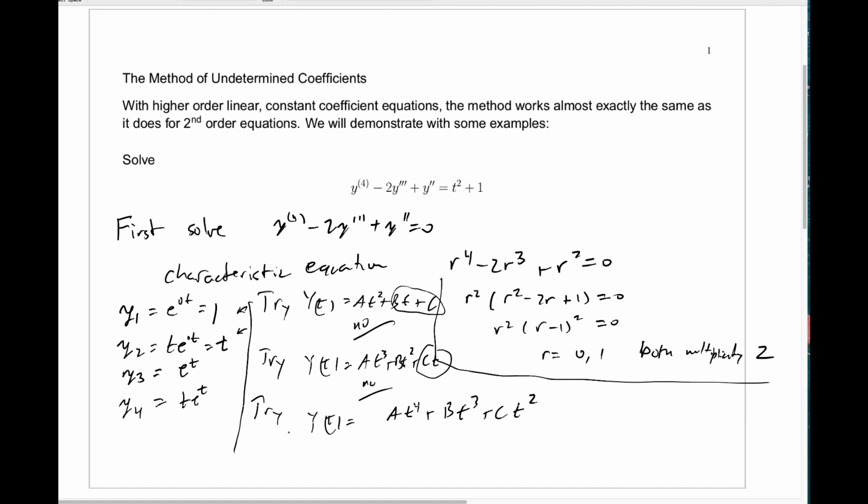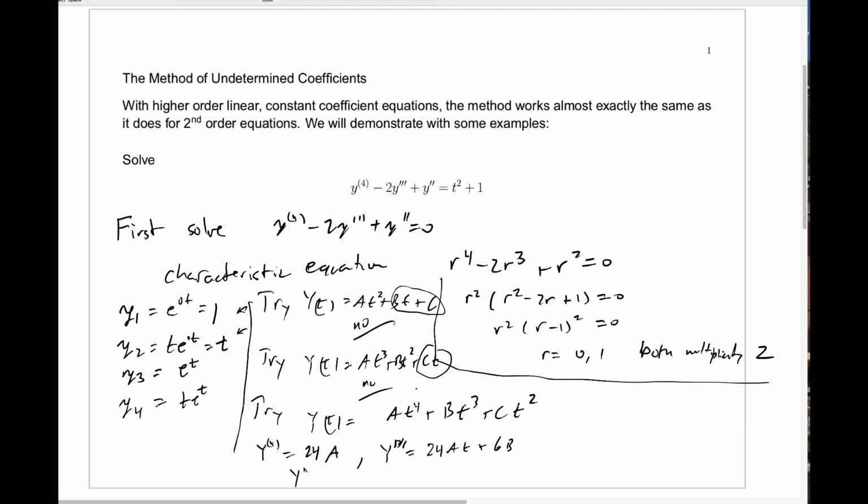You can check for yourself that when you take 4 derivatives, this part all disappears and you end up with 24a for the 4th derivative. Y triple prime, what do we get here? If we just differentiate 3 times, we get 24at plus 6b. I'm doing this kind of backwards. You probably would want to compute y double prime first.